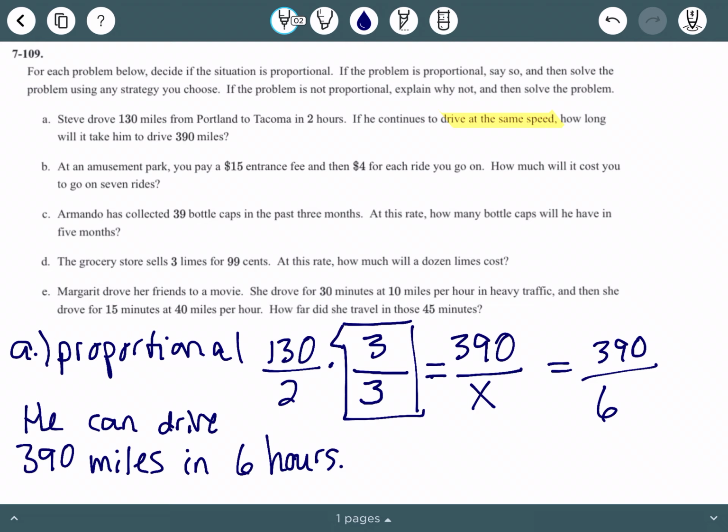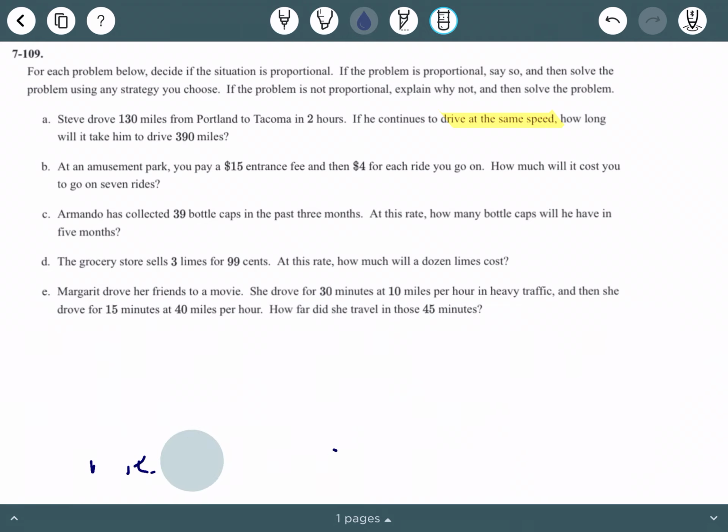So moving along to part B. All right, part B. At an amusement park, you pay a $15 entrance fee and then $4 for each ride you go on. How much will it cost you to go on 7 rides? So, is this proportional? This one is actually not proportional.